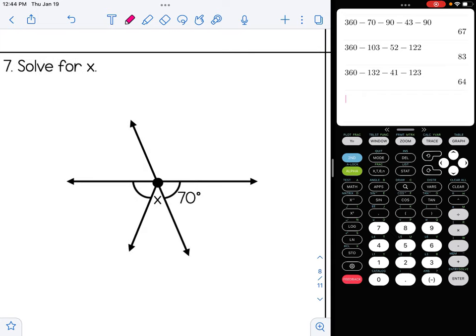For number 7, these markings mean that these little curves I'm referring to, that we have congruent angles. So one is given to us as 70, but that's going to tell me over here that this is 70 as well.